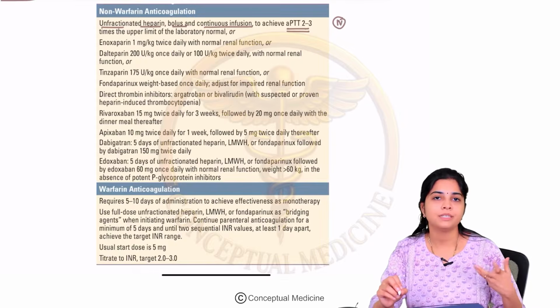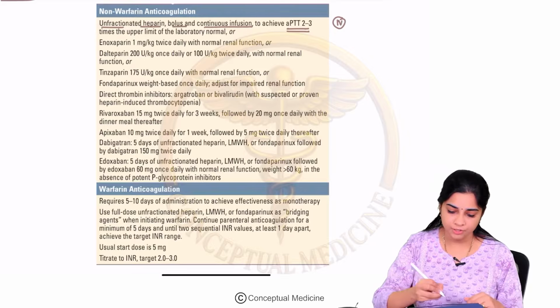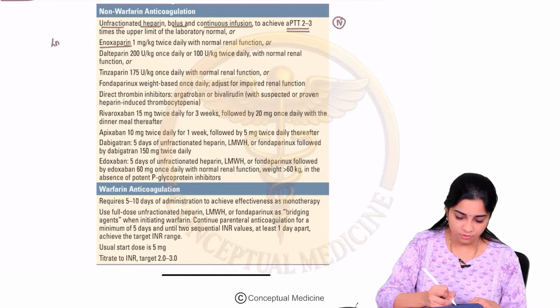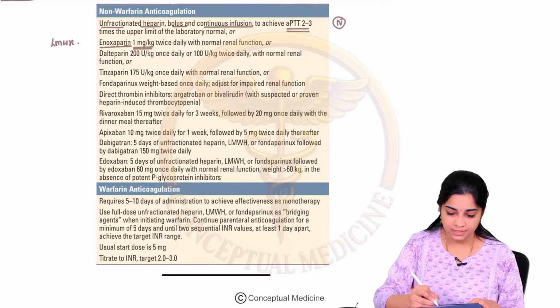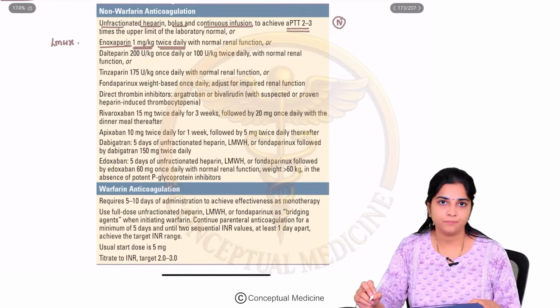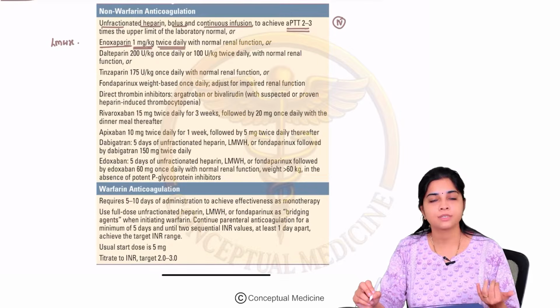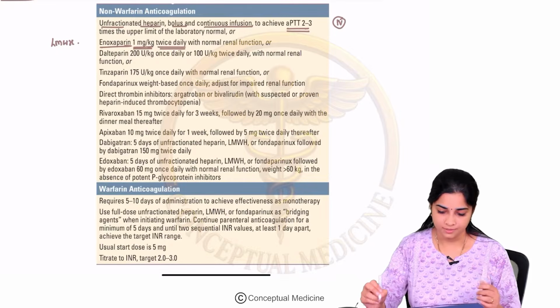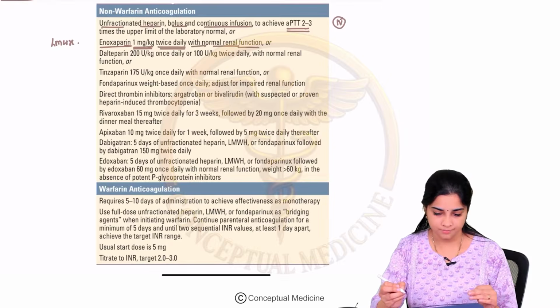But IV heparin is slightly difficult to monitor and it has a higher risk of bleeding, and hence now we use enoxaparin or your low molecular weight heparin, which is given at a dose of 1 mg per kg twice daily. If you give it as a single daily dose, it is basically used as a prophylactic heparin. If you give it as a twice daily dose, then it is given for treatment, and it is given when patients have a normal renal function, right?